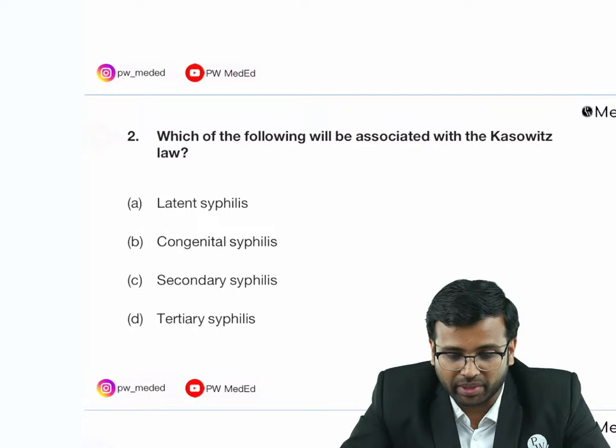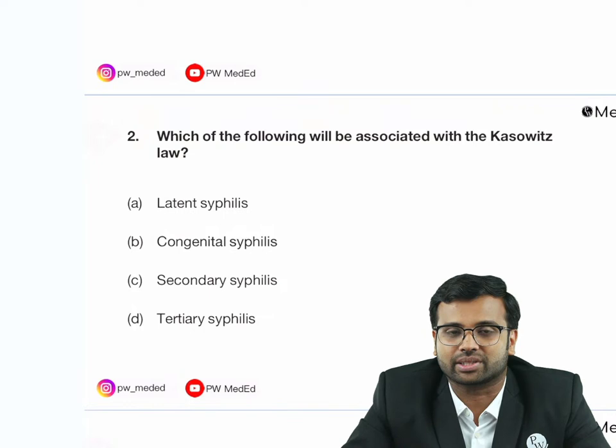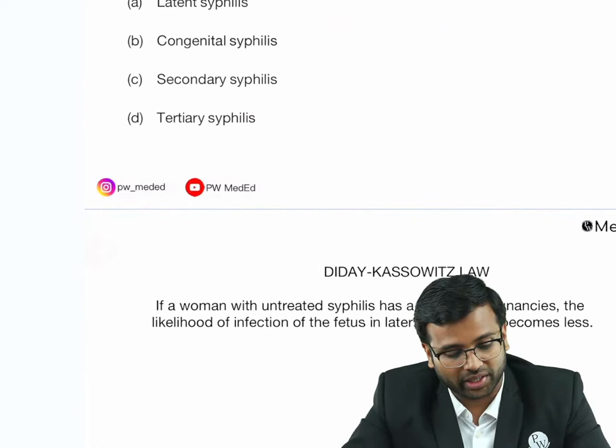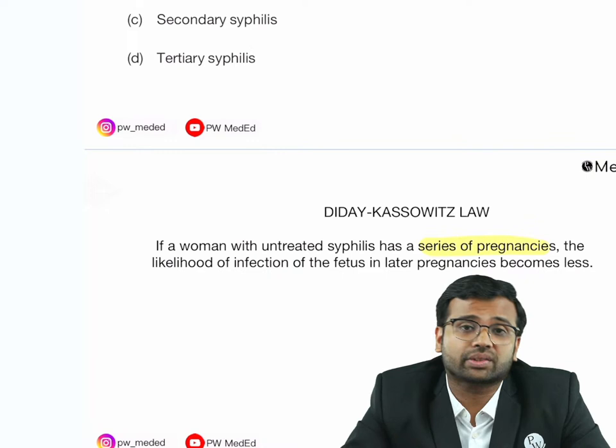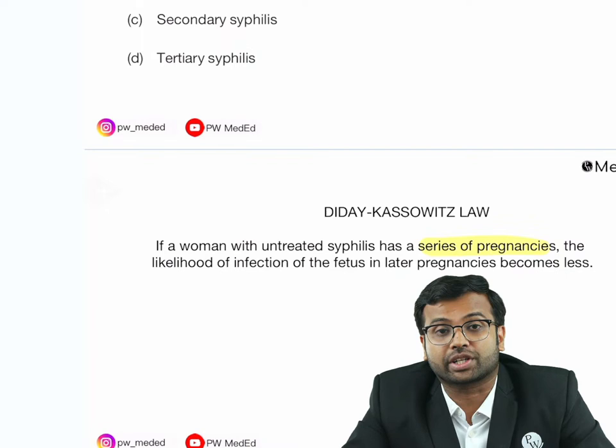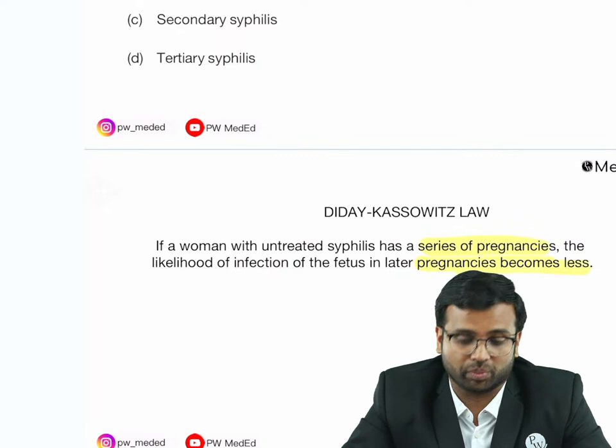Now first let us try to understand that all the options are going to be about syphilis. So this is something that is related with syphilis, right? So in syphilis, what is Kassovitz law? Let us see. If a woman with untreated syphilis has a series of pregnancies, the likelihood of the infection in the fetus in the later pregnancies becomes less. So that is what is meant by Kassovitz law.